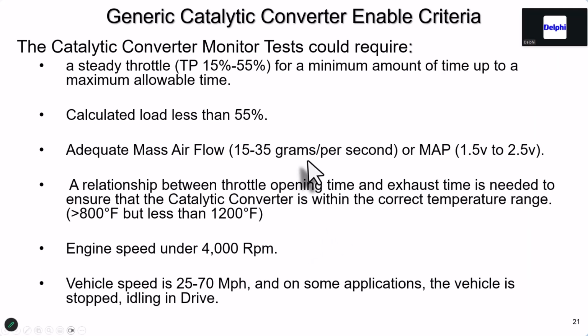Okay. General catalytic converter, same as the O2. Less than 55% off idle in most cases, but not all cases. Less than 55% on the calculated load and absolute load. Mass airflow, a good window is 15 to 35, but depending on the engine, it could be higher. I've seen them go higher than that. If you have a standard MAP sensor that's basically a 0 to 5 volt range, somewhere in the 1.5 to 2.5 volt range is a good load if you're trying to calculate out load.